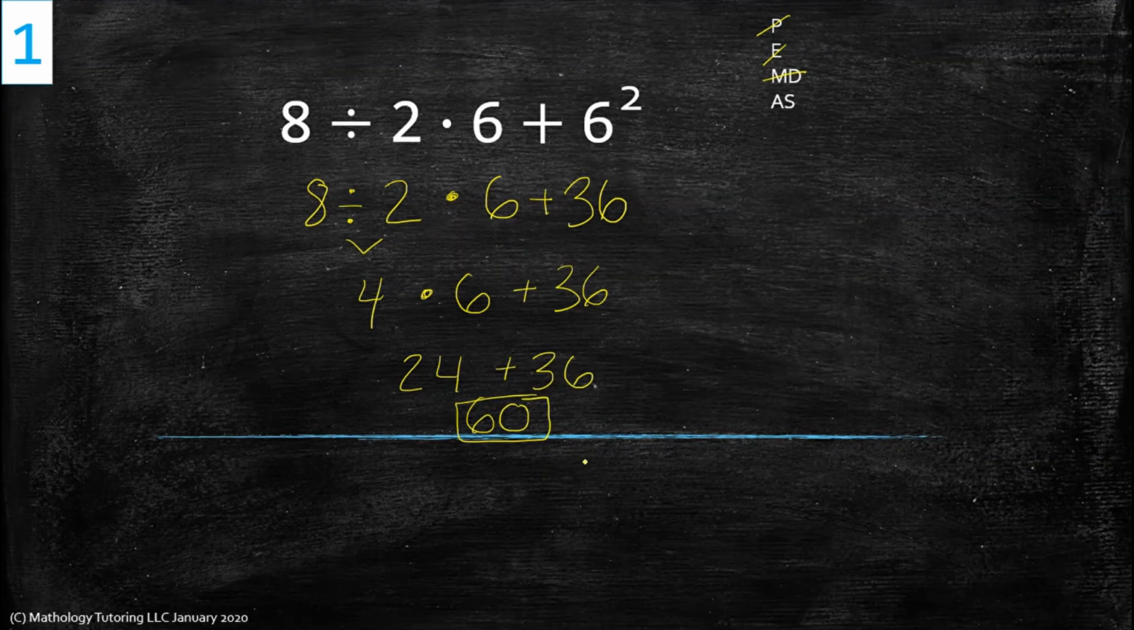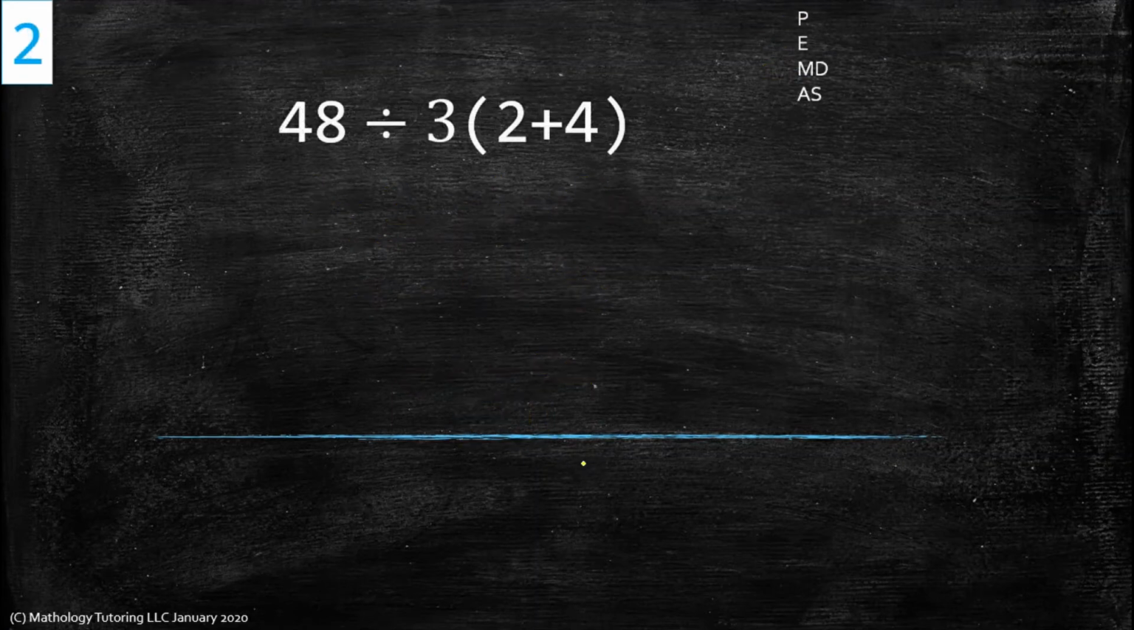Now I'm going to look at example number 2. Example number 2 says 48 divided by 3 times the quantity of 2 plus 4. So first I'm going to look and see if I have any parentheses, and I do. So I'm going to do that first. 2 plus 4 is 6, and I'm going to bring everything else down.